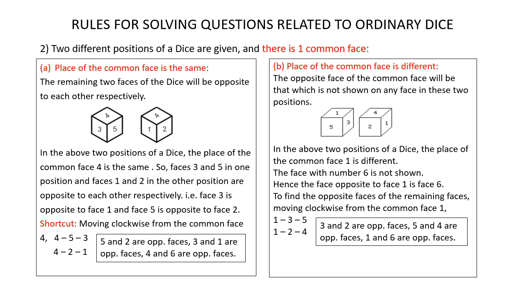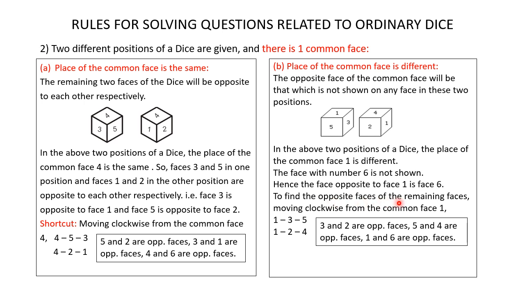So here you can see two different positions of a dice and there is one common face which is face 1. As you can see here in these two positions of the dice, the place of the common face 1 is different. Now here the face with number 6 is not shown. So the face opposite to the common face 1 is face 6.